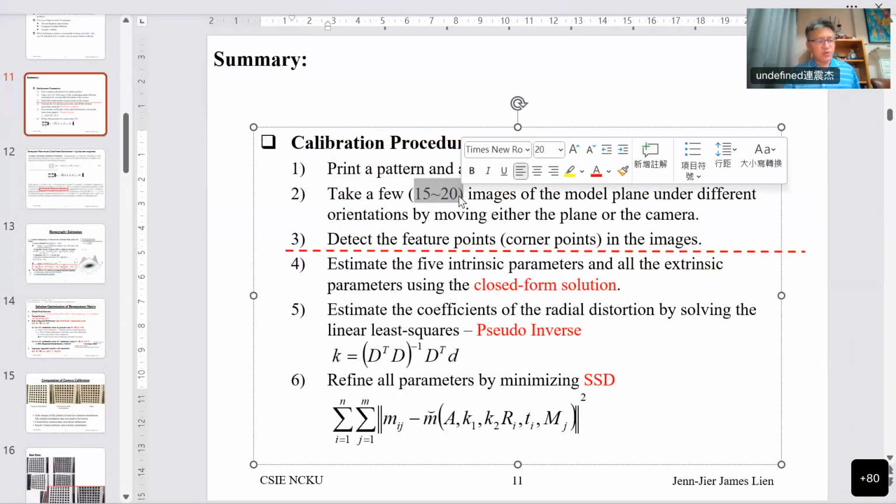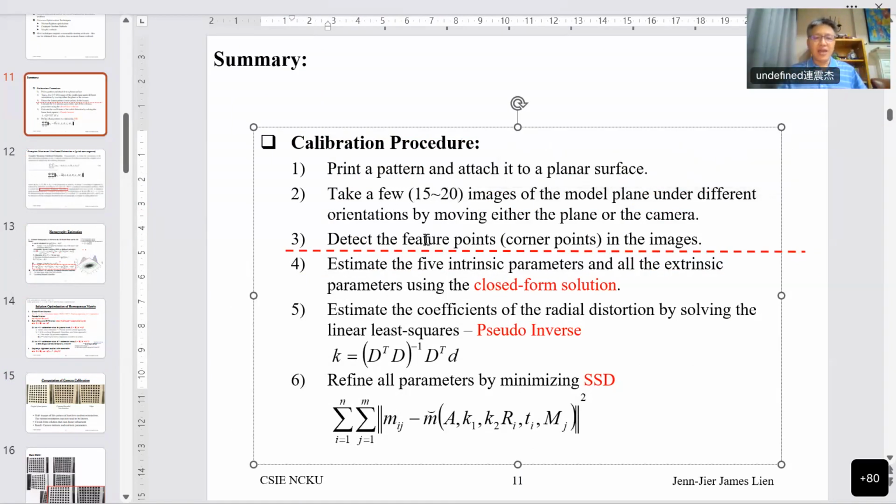You have a chessboard in front of the camera. Even though it's like my notebook, this camera can still do the calibration. So I do the calibration this way. Suppose this is a chessboard. So I do the calibration and take 20 images.